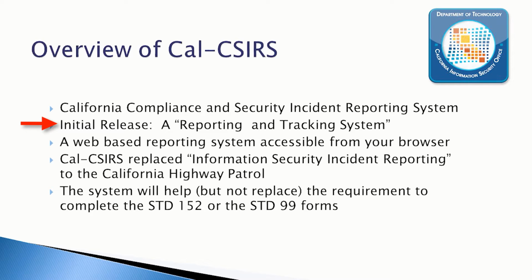Initial release of Cal-CSIRS, your reporting system, is a reporting and tracking system to help you report your incidents as well as track them, as well as keep them logged for archive and for reporting purposes to your management. Cal-CSIRS is a web-based reporting system, and it's accessible from your browser, through Internet Explorer as well as Chrome, Safari, and Firefox.